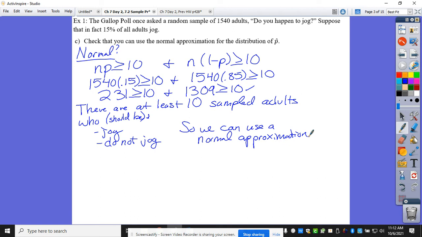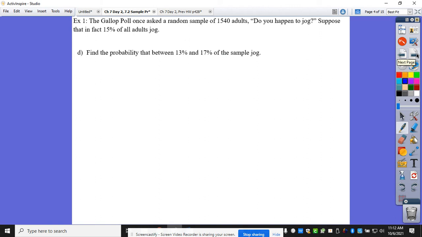So now we know we can use normal. We have a mean, we have a standard deviation. Now we're essentially going back to what we've done before. If I know that it's normal, and I know the mean and standard deviation, can I find the probability? Yes. So we're going to write this out. What symbol is that talking about?